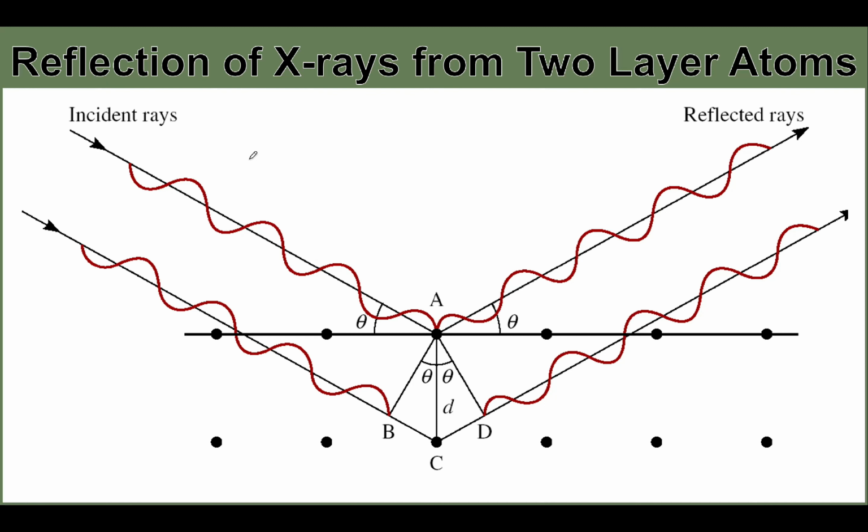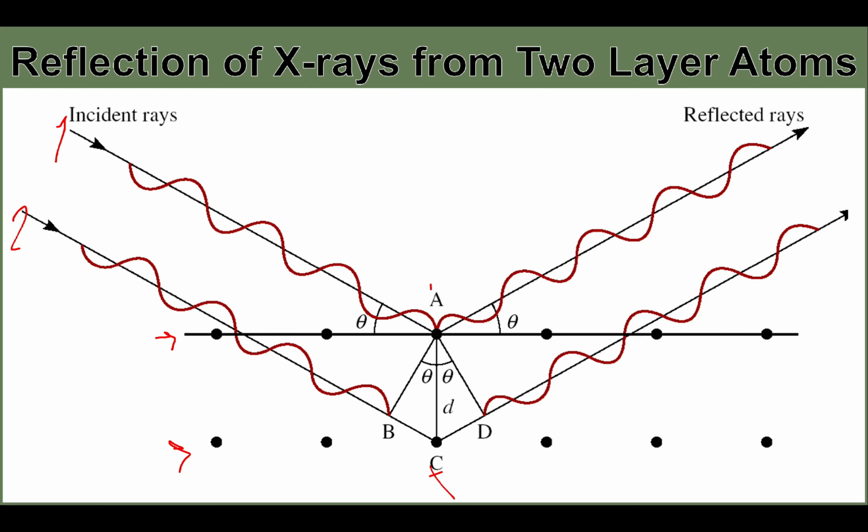So here you have two layers, layer 1 and layer 2. The incident ray 1 will hit atom A and be reflected at a certain angle. This reflected ray will be measured by an X-ray detector. And this incident ray 2 will hit atom C. Then it will be reflected.